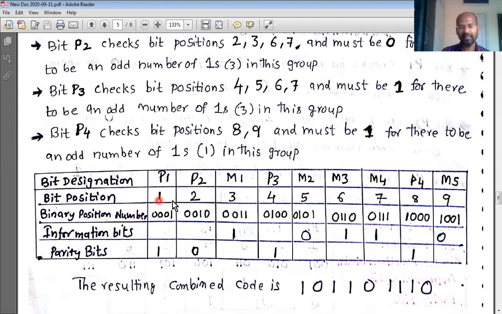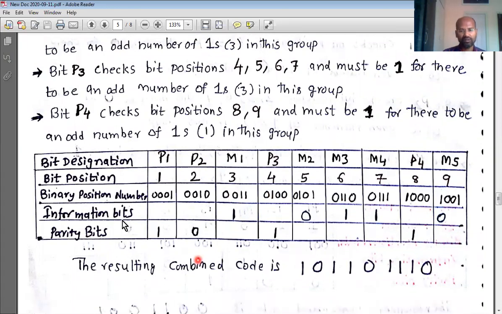And how many bits are there in this example? In the Hamming code construction, totally there are 9 bits. So to represent 9 bits, we need 4 binary digits, 4 places, right? That's why we have this representation: 0001, 0010 for 3, 0011 for 6, 0110 for 9, 1001.